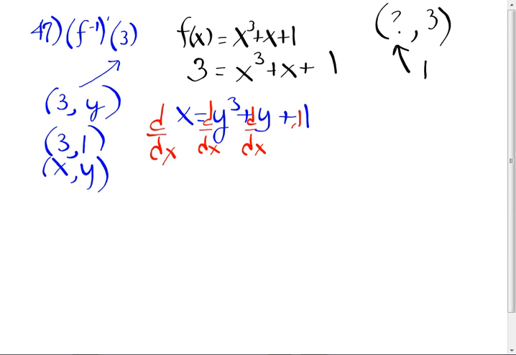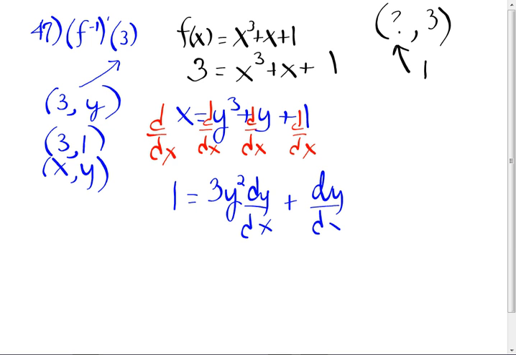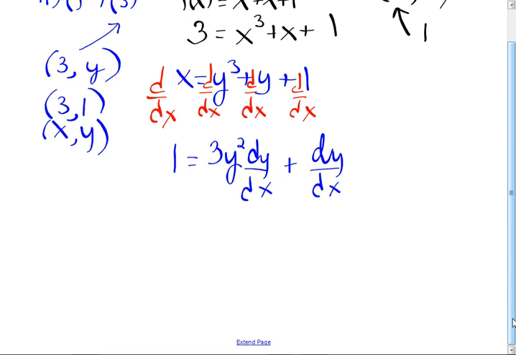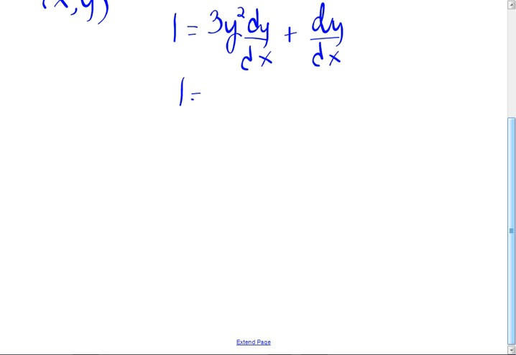Oh, it's your homework problem. I have to write it down. Do you want to come up and do it? What's the left side? 1 equals 3y squared times dy dx plus dy dx. The right side is 0. Factor out your dy dx, which is 3y squared plus 1. So dy dx.